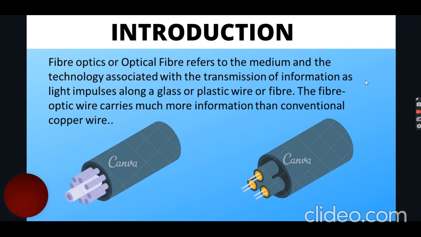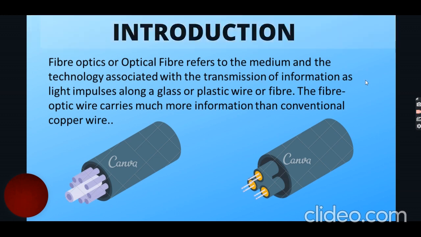The fiber optical cable uses the application of total internal reflection, which is also known as TIR. The fibers are designed such that they facilitate the propagation of light along the optical fiber depending on the requirement of power and distance of transmission. The fiber optic wire carries much more information than conventional copper wire.